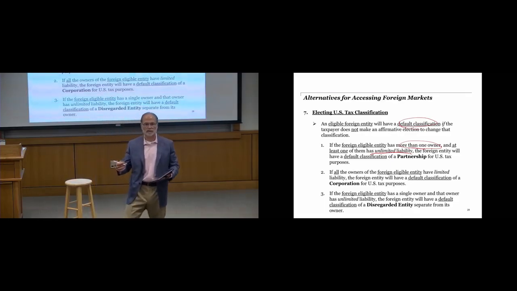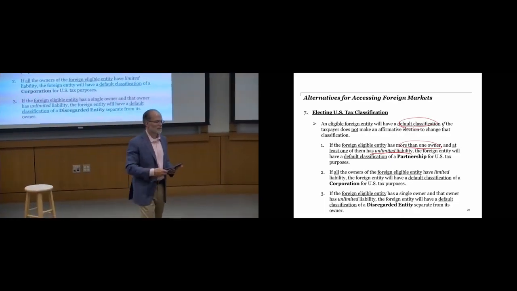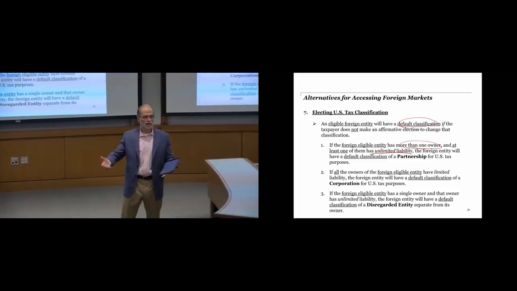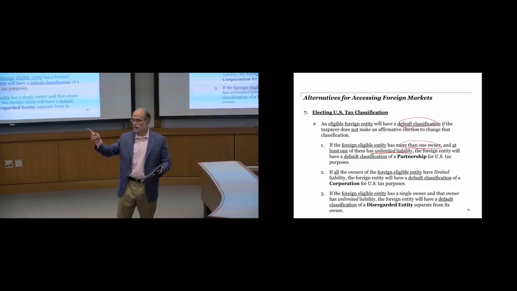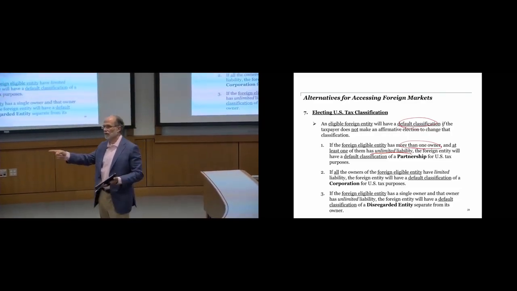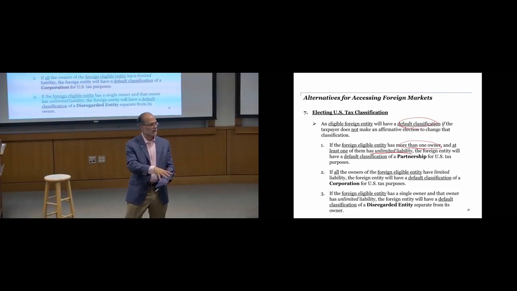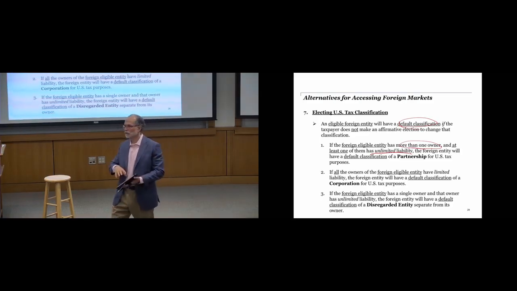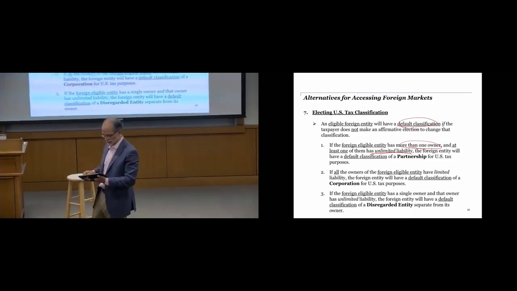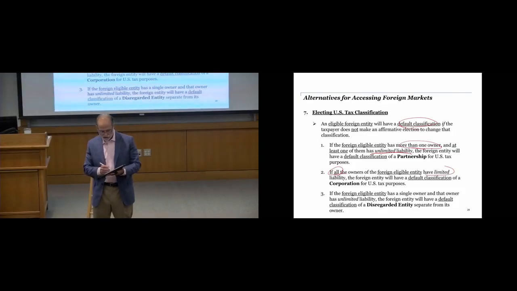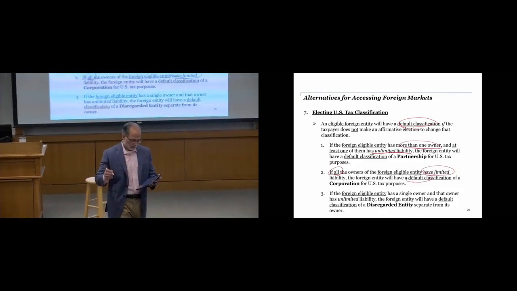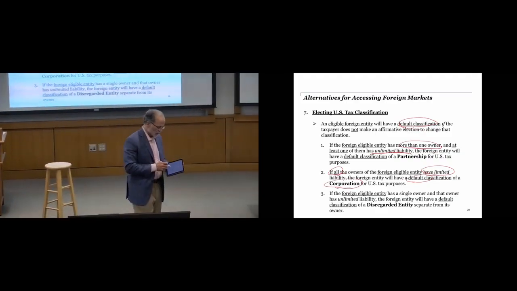tax. That's what we think of as a partnership. I form an entity, and at least one owner has unlimited legal liability, that looks like a partnership. So absent going in and changing that default classification, you'll be treated as a partnership for U.S. tax. If all of the foreign owners have limited liability, the foreign entity will have a default classification of a corporation.